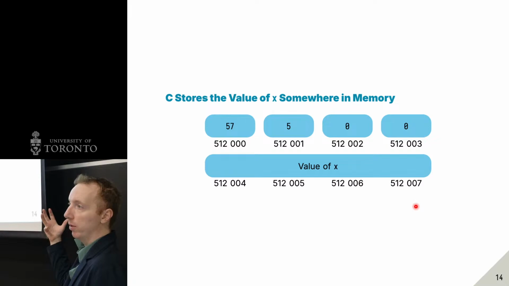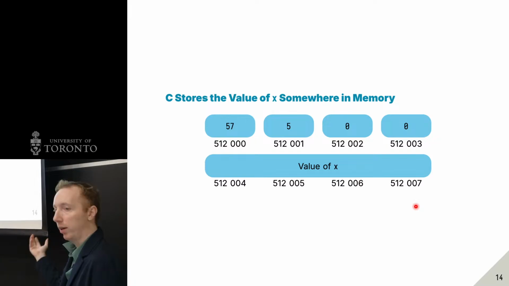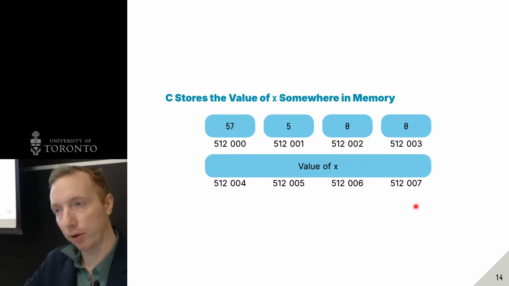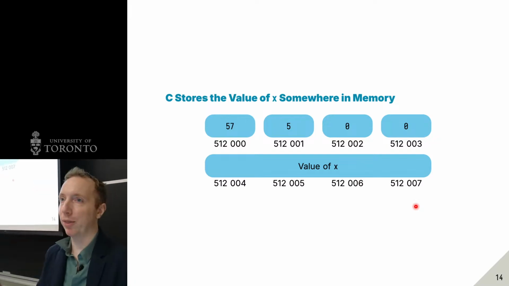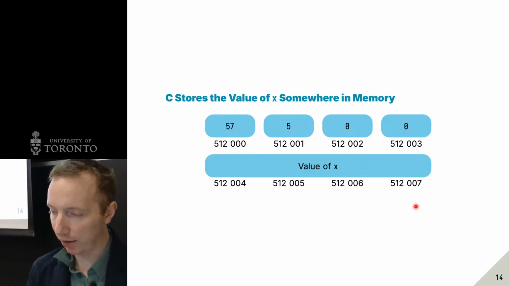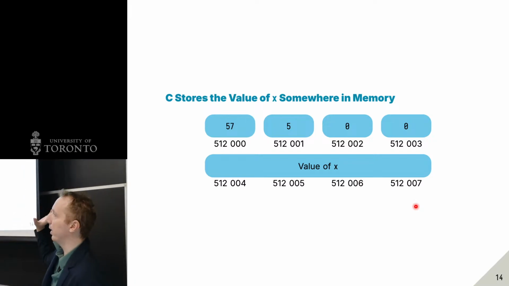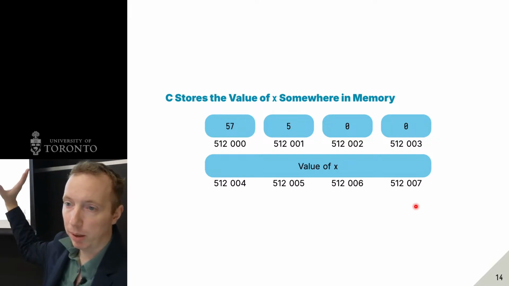That would be 32 bits, and it would have that layout we saw before, where the most significant bit signifies whether it's positive or negative. Again, you don't really have to worry about that most significant bit or anything like that. I'm just telling you in case you are interested. All we need to know is that the value of x is somewhere in memory and it occupies 4 bytes.